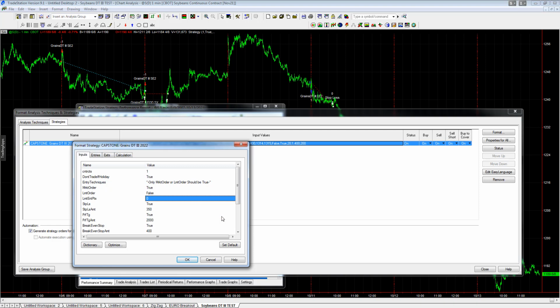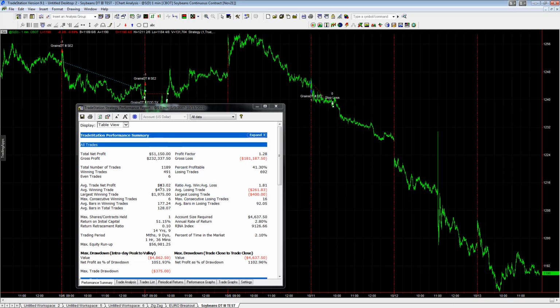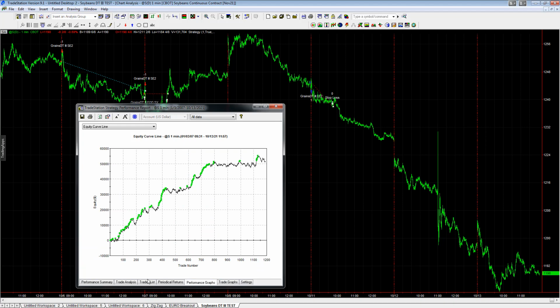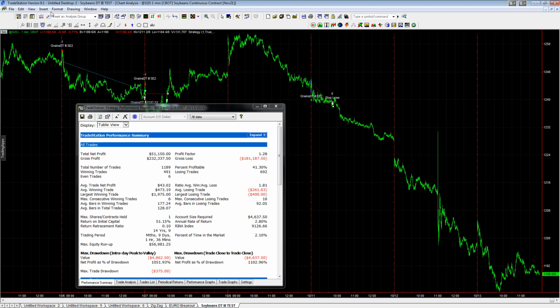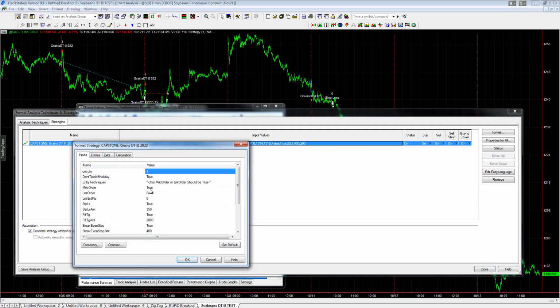So let's look at it with limit orders, but let's first take a look at it with market orders. So with market orders, 43 average trade profit, 11.0296. Here's the performance graph. So same strategy setup. We're just entering on a limit order, getting in on the close minus 0 for longs, or the close plus 0 on a limit order instead of just throwing a market order at the market.